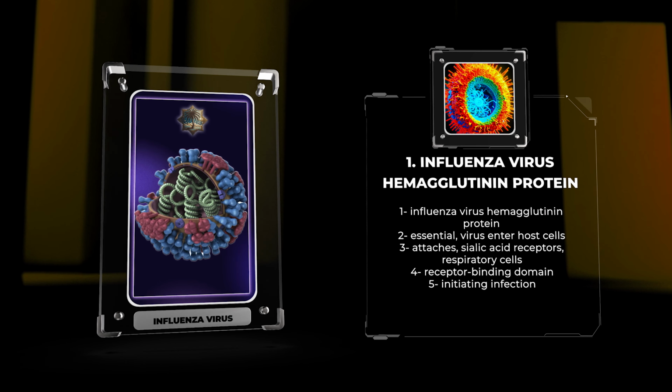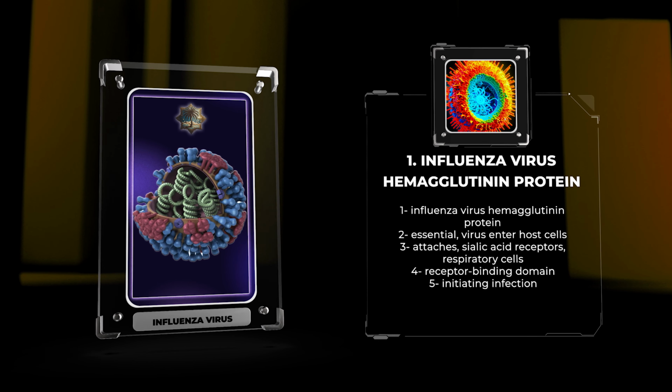human health. The influenza virus hemagglutinin protein is essential for the virus to enter host cells. It attaches to sialic acid receptors on respiratory cells through its receptor binding domain, initiating infection.